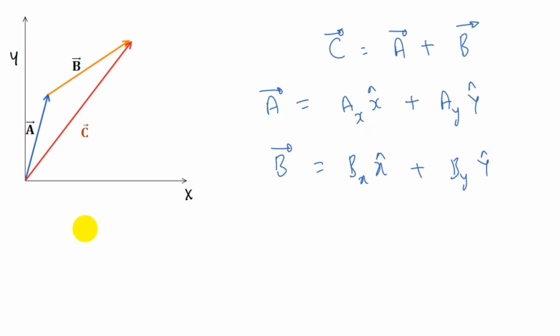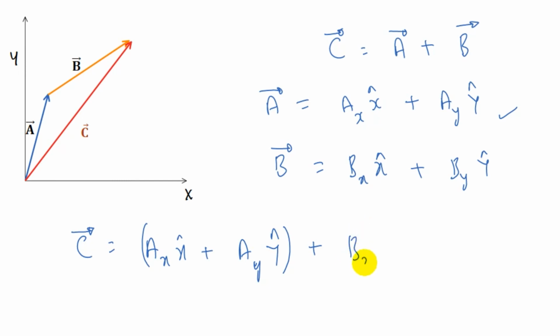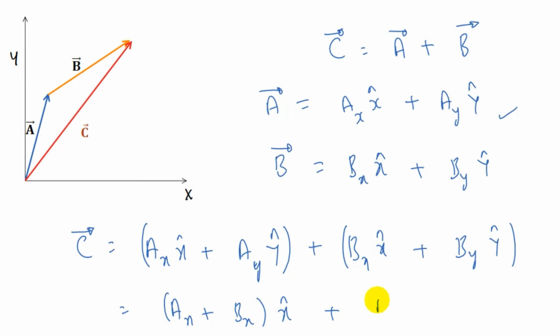Now by using this concept, we can write that the vector C, which is the sum of vector A and B, is equal to, vector A we can write this way, AX x cap plus AY y cap, plus B vector, which is BX x cap plus BY y cap. We can further rewrite this as AX plus BX, taking the x components together, times the unit vector x cap, plus AY plus BY times the unit vector y cap. So by using the unit vectors, we can easily add vectors.